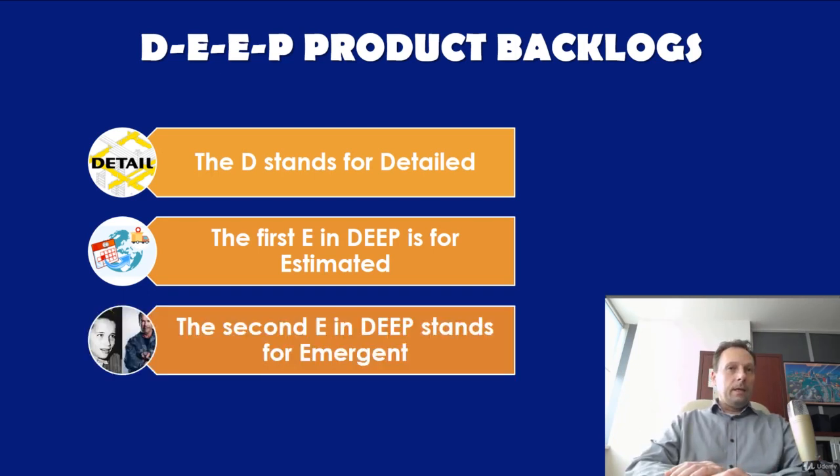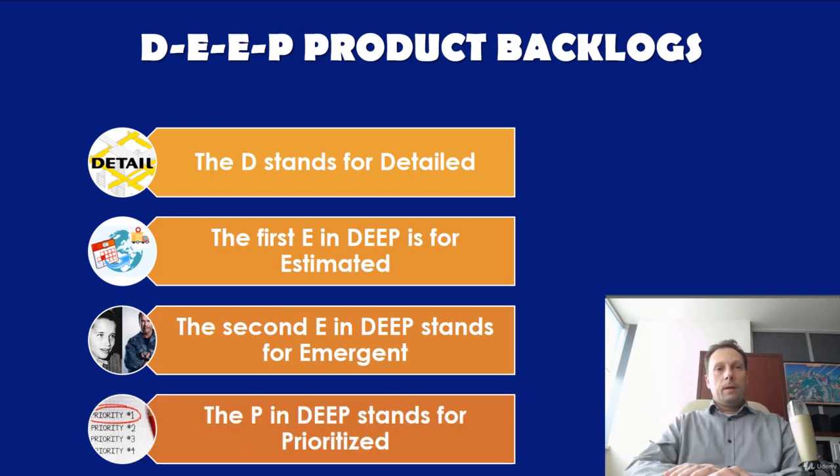The second E in DEEP stands for emergent. By emergent, I mean that the backlog items will change and evolve over time. The backlog is not considered static in any sense. Traditional projects will usually try to freeze or lock down requirements at the start of the project. A Scrum team benefits by letting the needs evolve based on feedback and learning to specific backlog items until the last responsible moment.